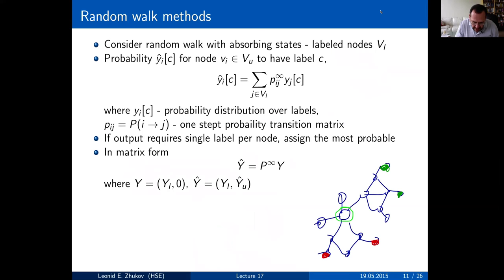For example, a walk can start here and wander here, there, hit the red one and stop. Another random walk starts here, goes, and hits the green one, stops. Another random walk starts here, hits the red one, stops. Does the idea make sense? Okay. So, based on that, how would you color this node? Red. Why red? Because more random walks end in red nodes. Exactly.